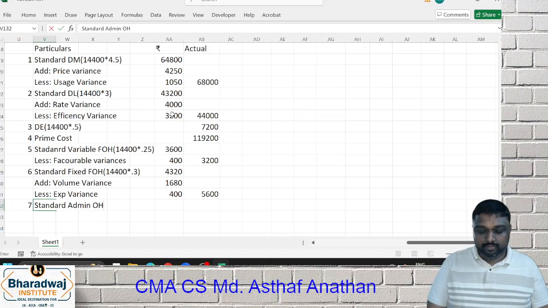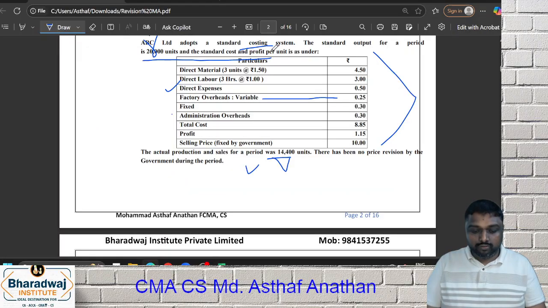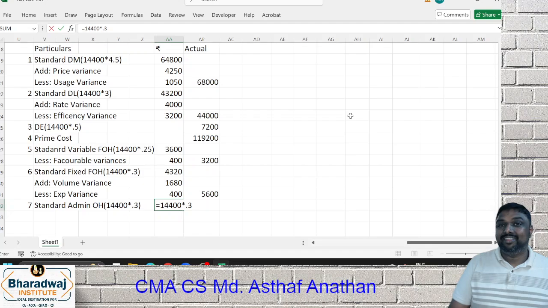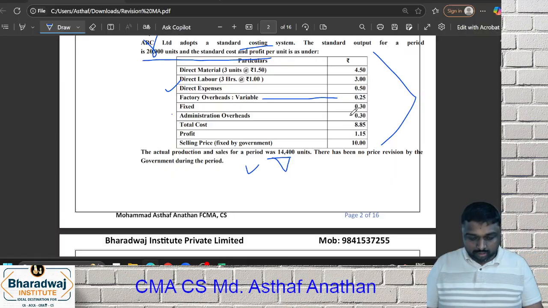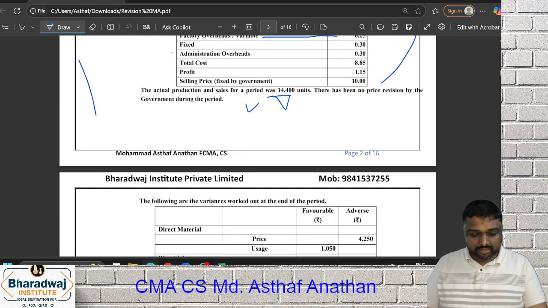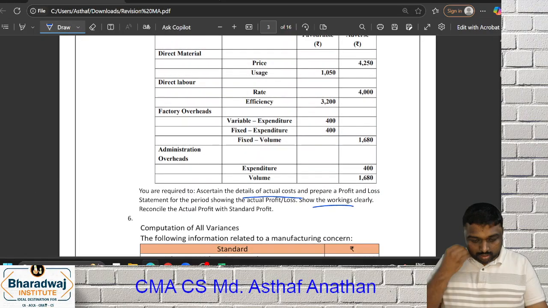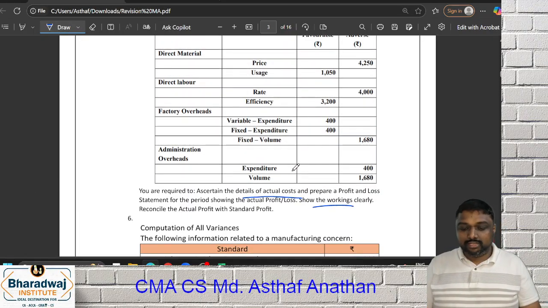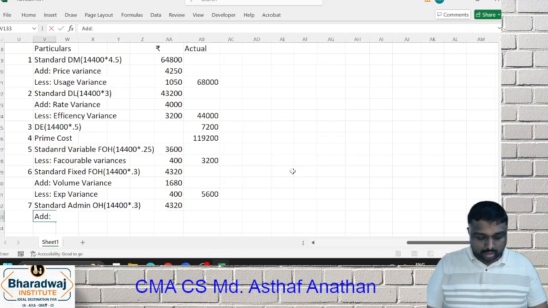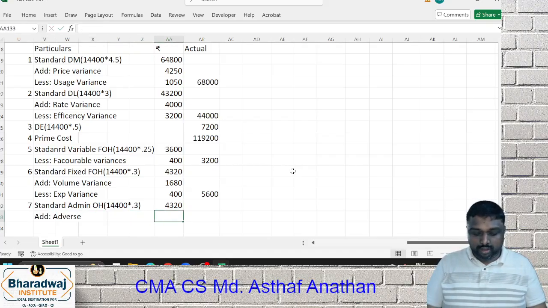Standard admin overhead, 14,400 into 0.3. Again, you have to check the data. What is the data, friends? Only expenditure and volume, both are unfavorable. So you have to add adverse. Both you have to add.